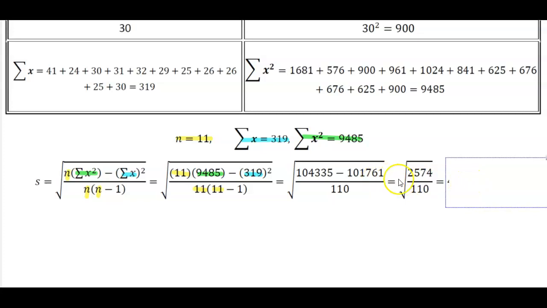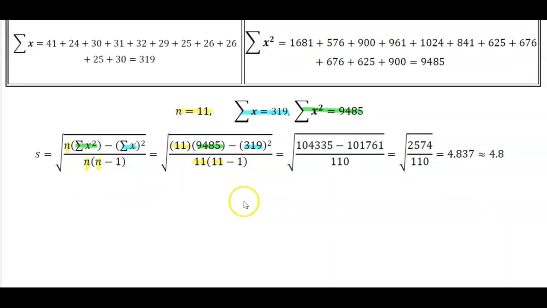When we subtract, we get 2574 in the numerator divided by 110 in the denominator. If we take the square root of that value, we get 4.837. Rounding to one decimal place, the standard deviation is 4.8. Therefore, we would say that the standard deviation is S, which is equal to 4.8 years.